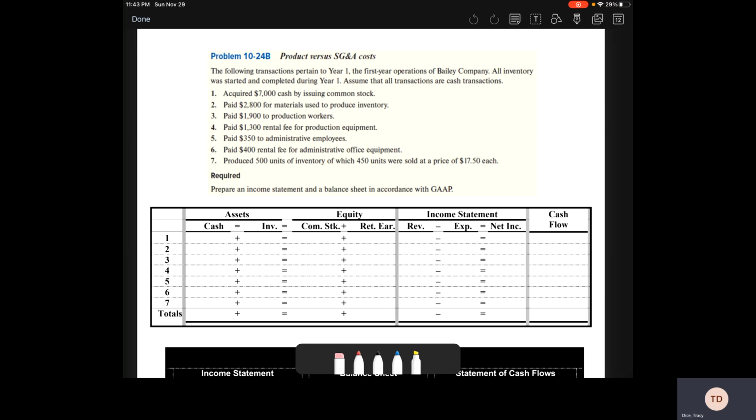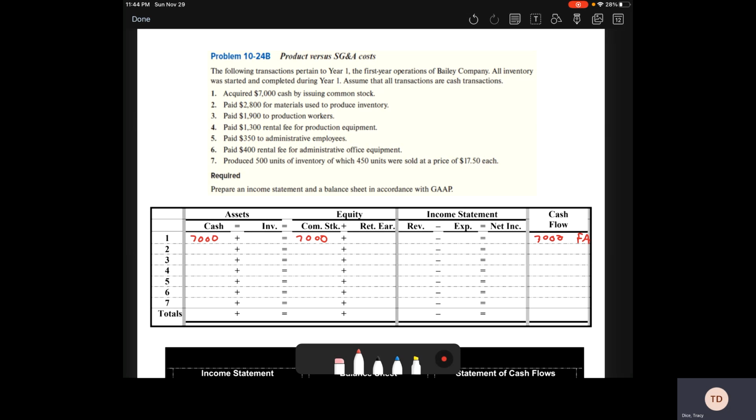So, event number 1, we acquire $7,000 cash by issuing common stock. So we get our $7,000 cash, common stock goes up, and then our cash flow goes up by $7,000 for our financing activity. For number 2, we pay $2,800 for materials used to produce inventory.